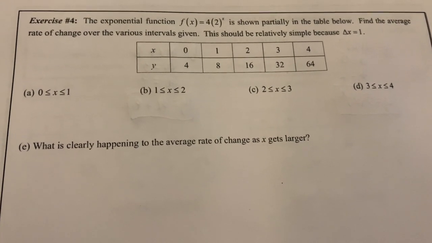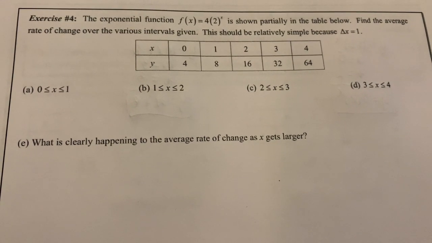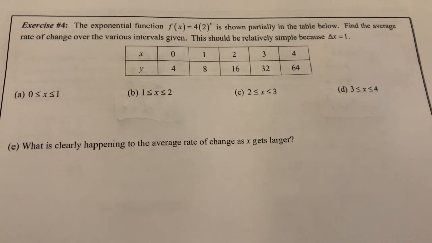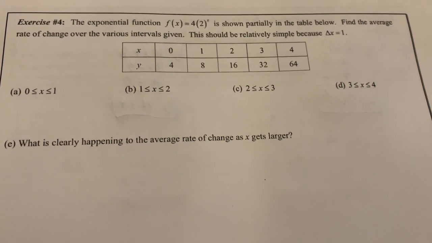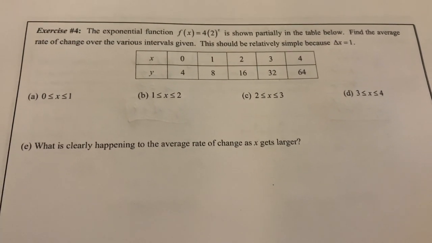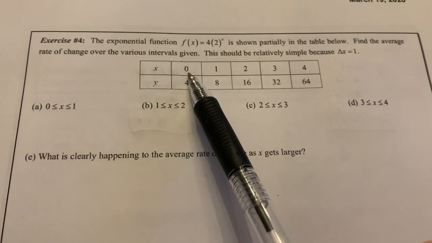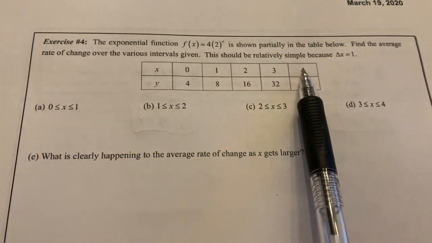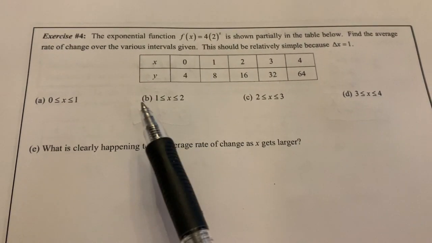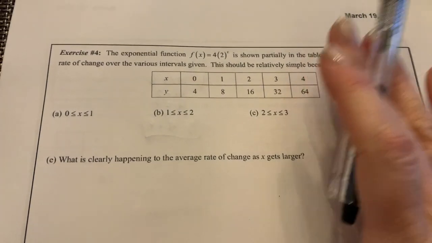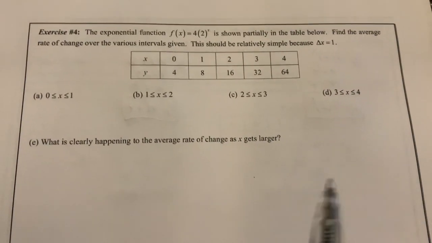So this table is showing the exponential function 4 times 2 to the x power. And they're saying it's shown partially in the table. Of course, it's not the entire thing. They want us to find the rate of change over the various intervals that are given. Okay, so just like the previous table, the x is changing by 1 each time. So when we find these rate of changes, it's really only going to be the difference in the y's. The point of this is to show you how the rate of change in an exponential function is different, even though the factor stays the same, okay?